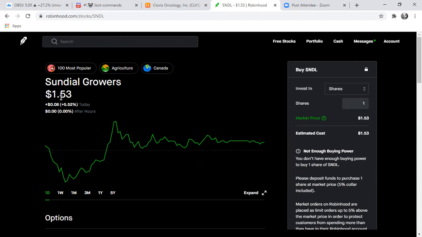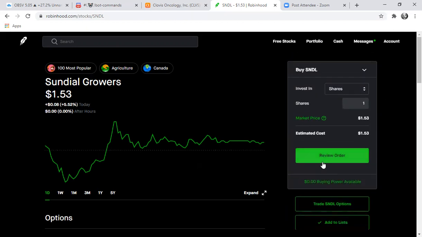So Sundial Growers goes to $2.53. You earn $1 per share out of the 100 shares you own, equaling $100. So let's say you bought 100 shares, your original investment would turn into $253 because you profited $100. And all you do is, if you want, you can sell it, take your $253, and put it into something else. It's that simple. All right.